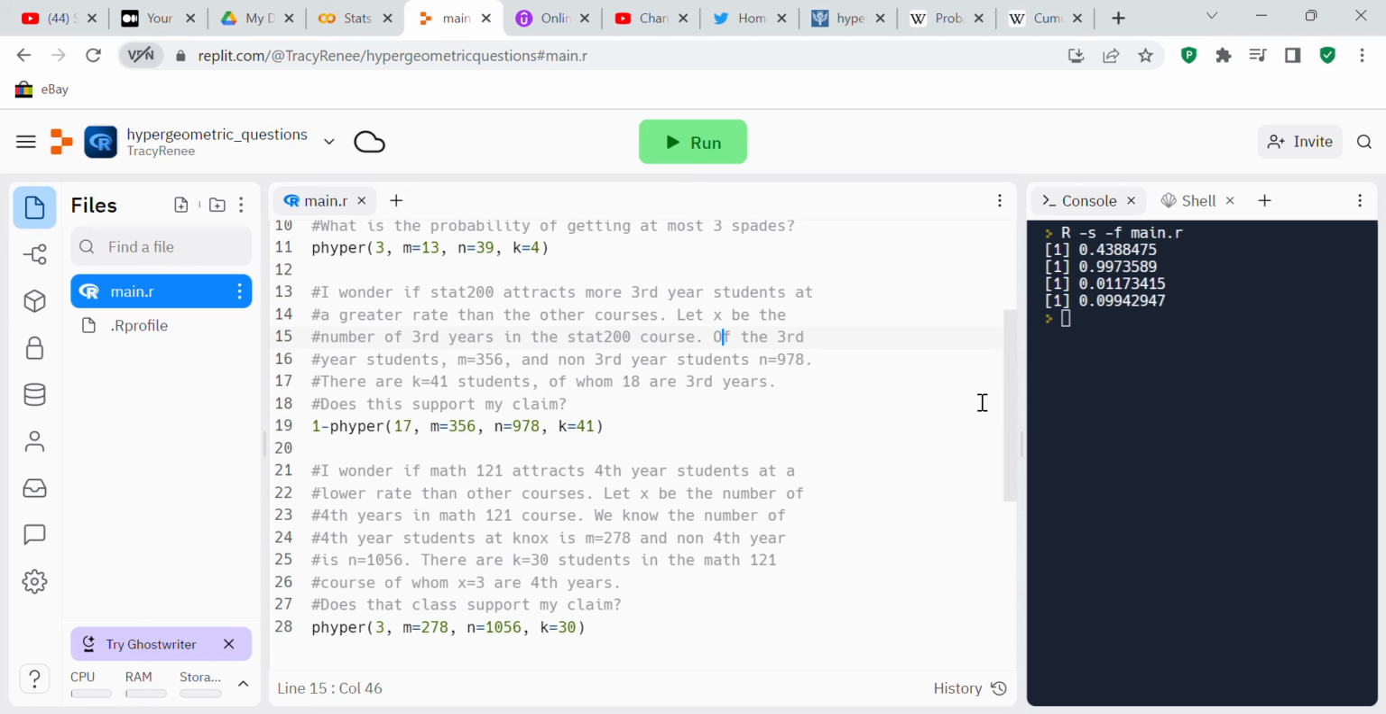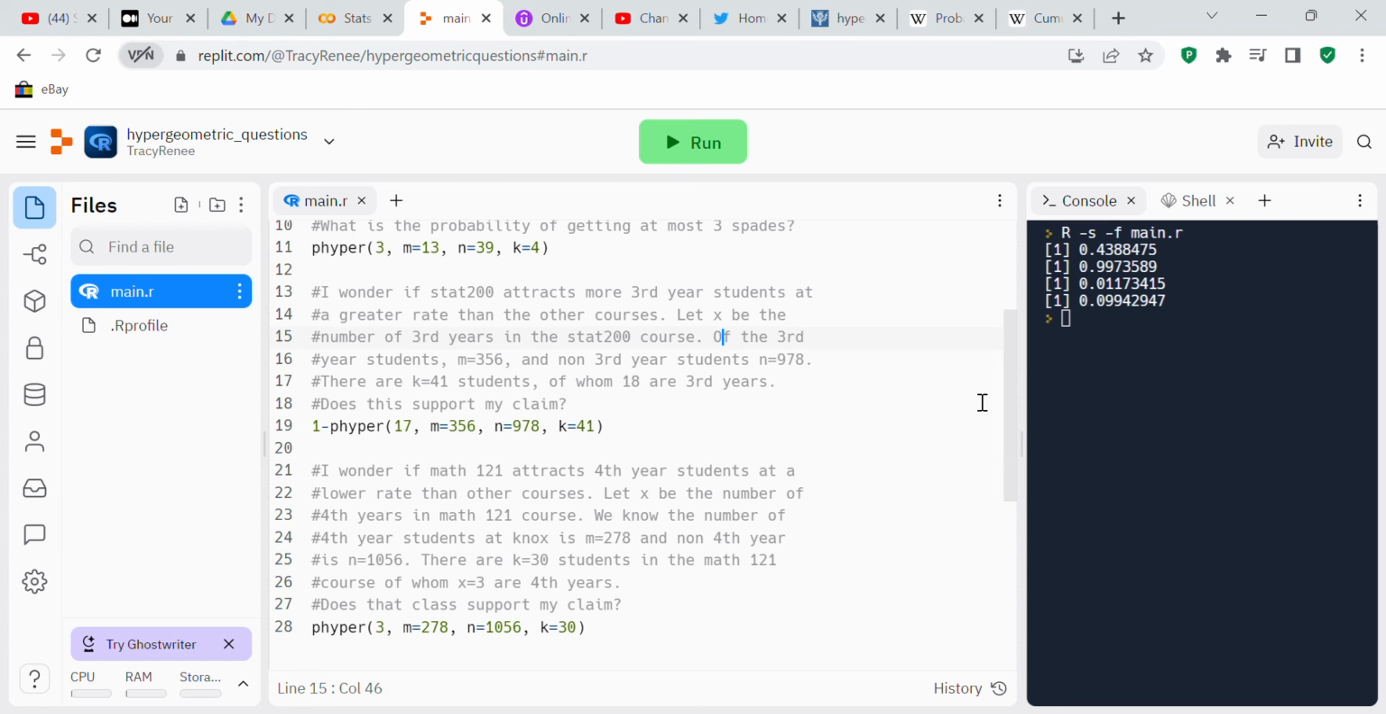Of the third year students, M equals 356. The non-third year students, N equals 978. There are K equals 41 students, of whom 18 are third years. Does this support my claim? So the answer to that is 1 minus P hyper 17, 18 minus 1.